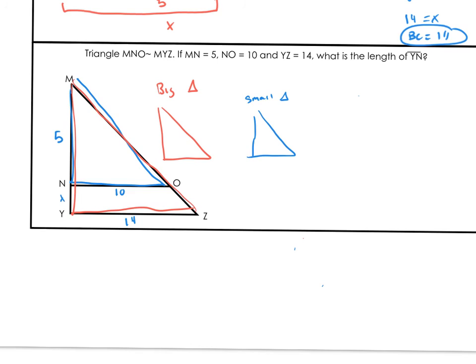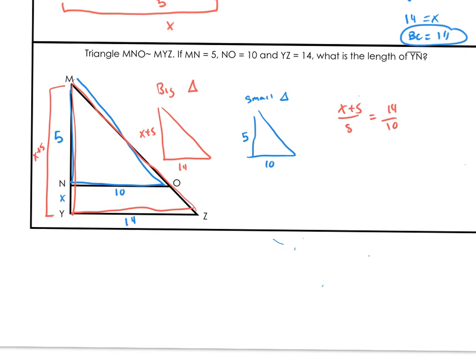We want to find out what YN is. So I'll show you how you do it. So we're going to fill in our small triangle, which is 5 and 10, right? Those are the two side lengths of our small triangle. In our big triangle, we have 14. And for this whole side, what we're going to write is x plus 5. You just add them together. All right, that's x plus 5. So now what you do is you just set up your proportion. X plus 5 is to 5 as 14 is to 10.